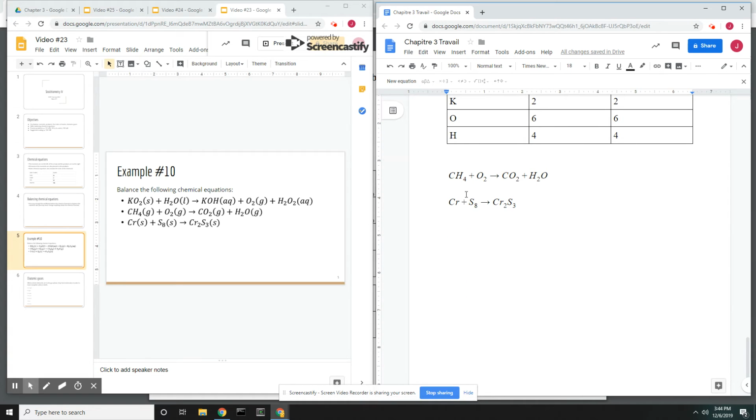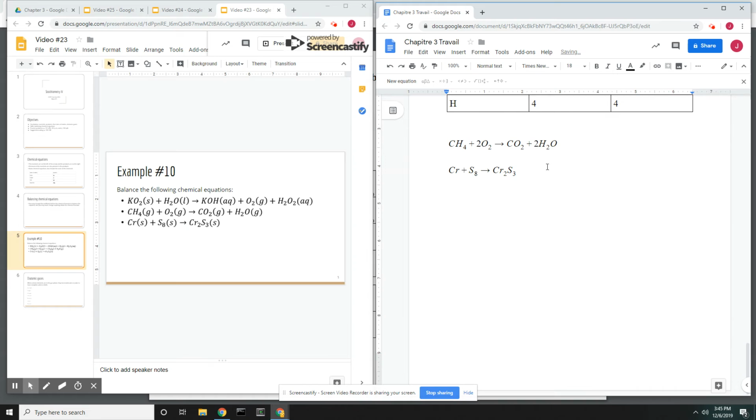This one's a little bit easier. The first thing I see here is that I've got 4 hydrogens on my left and I only have 2 on my right. So I'm going to put a 2 there. My carbons are balanced. Now I just need to worry about my oxygen. So I've got 4 total over here, so I need 4 total here.